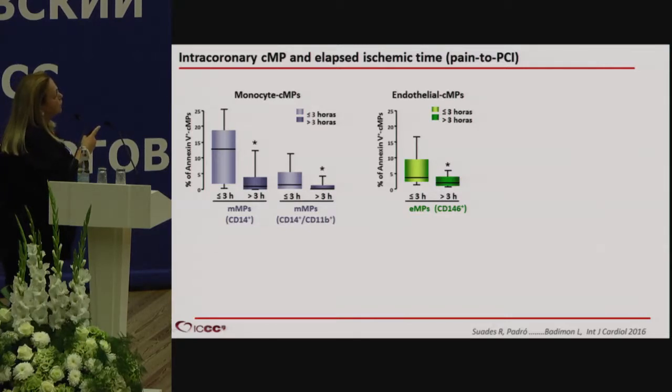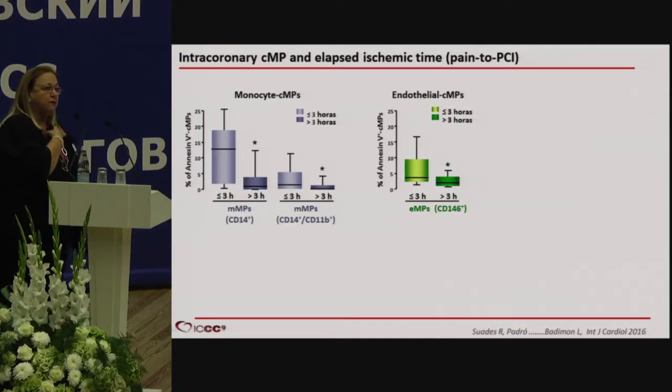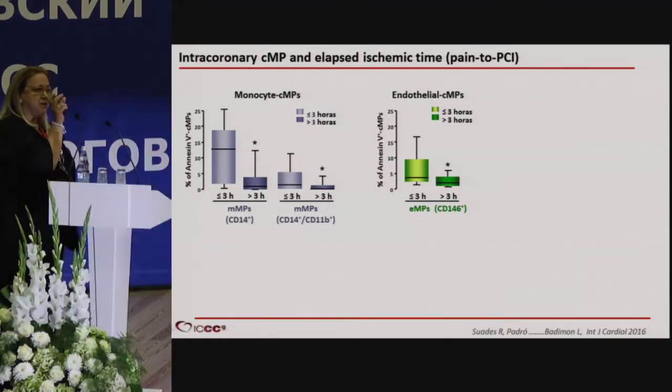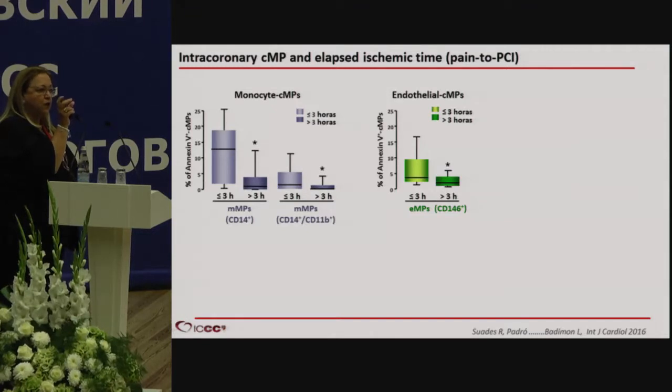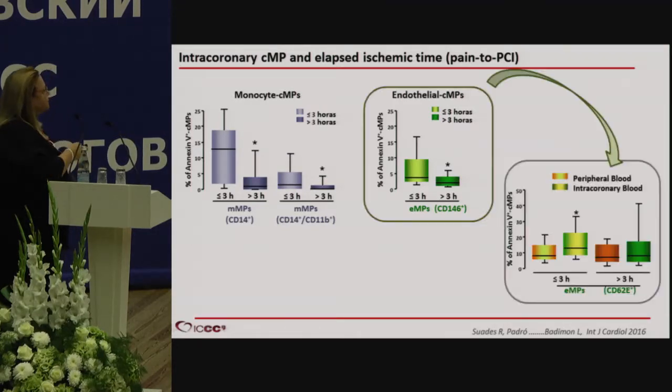And the same holds true for endothelial cell-derived microparticles. As time goes by with the thrombus inserted in the coronary vessel, the number of endothelial-derived microparticles goes down. So the acute phase is the worst in terms of what's happening, and that's why we have to remove the thrombi, the sooner the better, because the longer the thrombus stays in the coronary, the more significant the complication of the niche where the thrombus is growing.